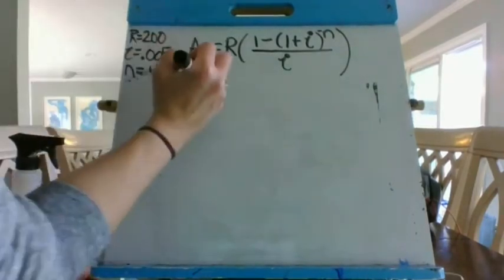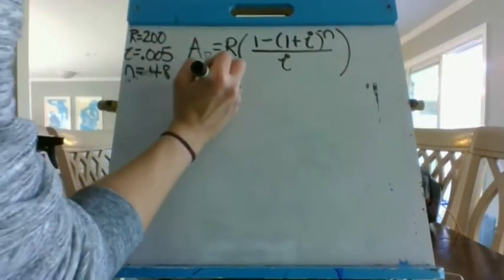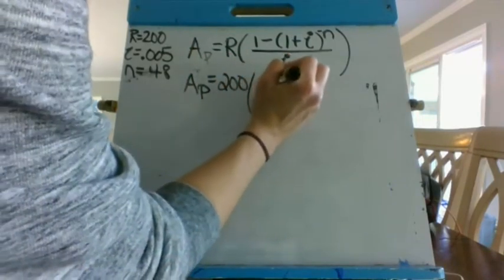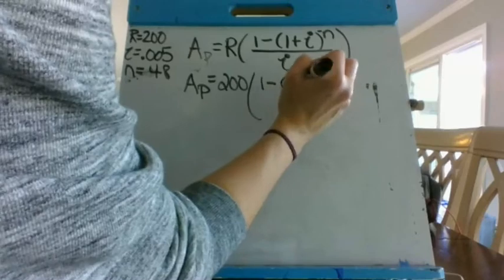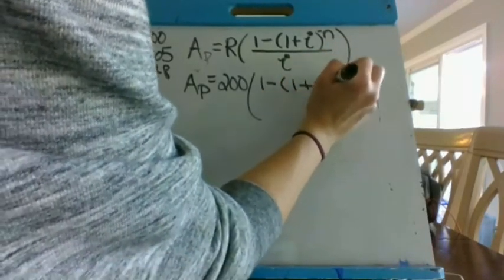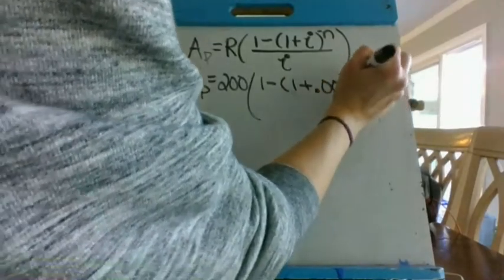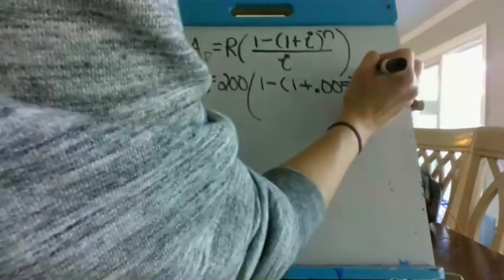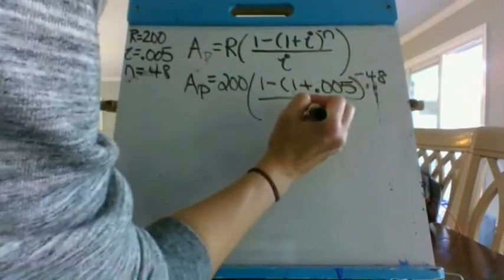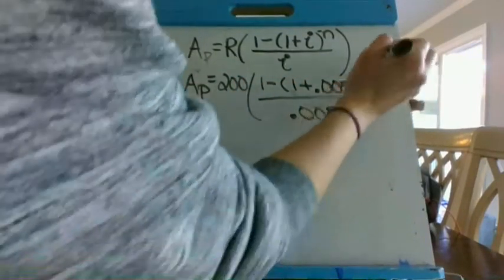Okay, so I'm going to put in my $200, which is my recurring payment. I'm putting in my interest, which is 1 plus 0.005 raised to the negative 48, it's part of the formula, over 0.005.